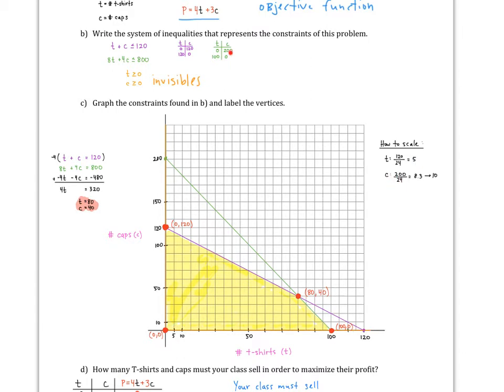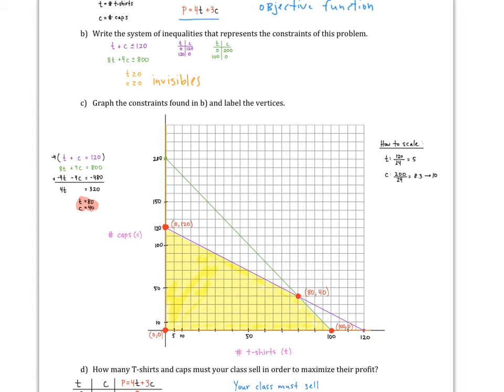My c's, the highest c value I go to is 200. So 200 divided by 24 is about 8.3, but that's not a nice scale to use. So I just round up to a nice even 10. So my c's will go up each time by 10. So that's how I was able to figure out my scale, and it's okay that they're not the same.